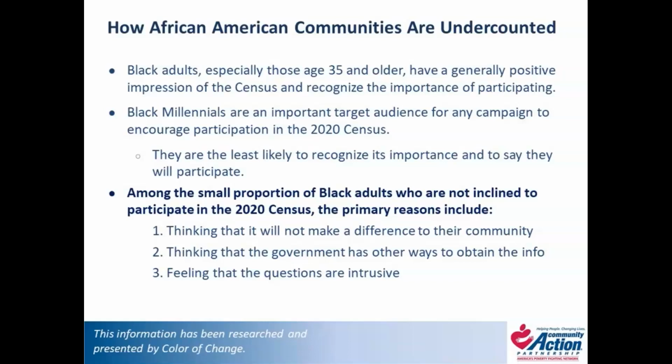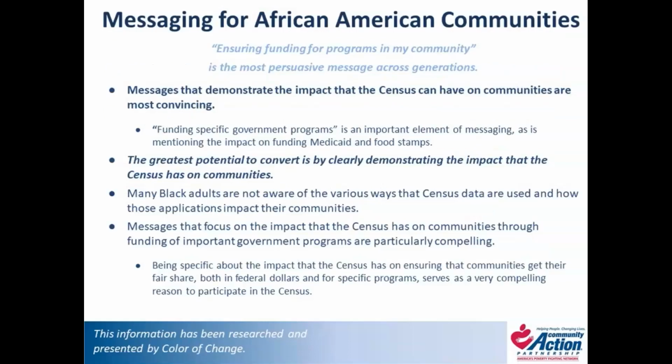They also feel that the questions are intrusive. And again, if you're filling out your tax forms, the government knows a lot about you already. If you're coming to an agency for LIHEAP assistance, the government knows a lot about you already. So the messaging for African American communities that has been found to be most effective is ensuring funding programs for my community. That resonated with the most people and moved them from, I'm not sure I'm going to fill out the census form, to I probably will participate. Funding specific government programs is important, especially if you talk about Medicaid and food stamps.